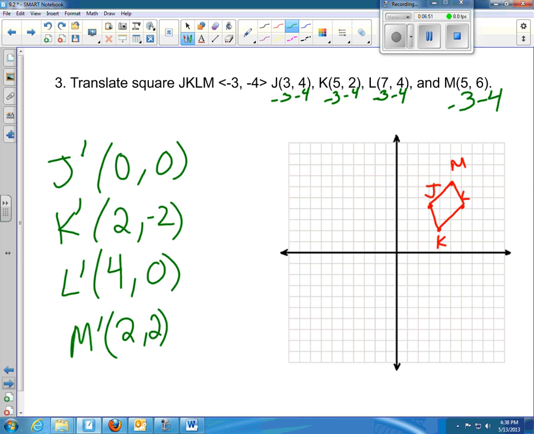So let's go ahead and graph our new image. J is at 0, 0. Or J prime, excuse me. K prime is at 2, negative 2, 1, 2. Okay. L is at 4, 1, 2, 3, 4. 0, L prime, and then M prime is at 2, positive 2. So we can go ahead and draw in our figure here. And if we look at just our point M, it says that we should go back 1, 2, 3, and down 1, 2, 3, 4. And that's what we did.